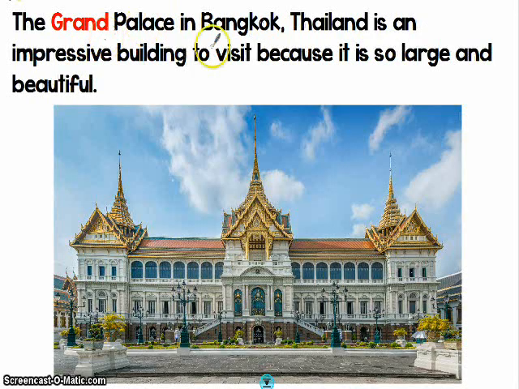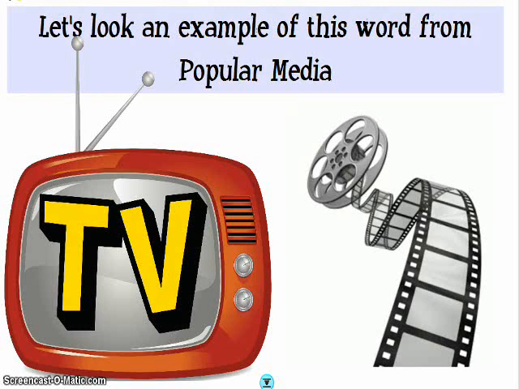The Grand Palace in Bangkok, Thailand is an impressive building to visit because it is so large and beautiful. So if I didn't know why the palace was being described as grand, I can look at context clues in this sentence. First, the fact that it is being described as an impressive building, and then being described as being large and beautiful. Those would be my context clues to tell me that grand is something that is amazing. So let's look at an example of the word grand in popular media.